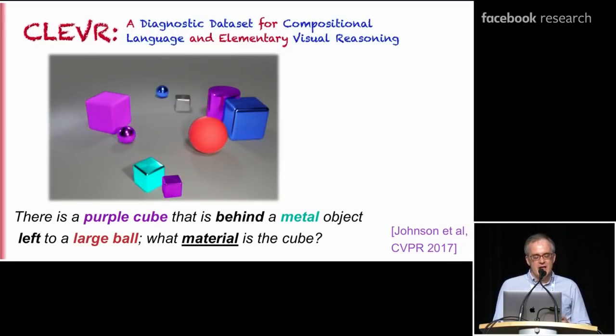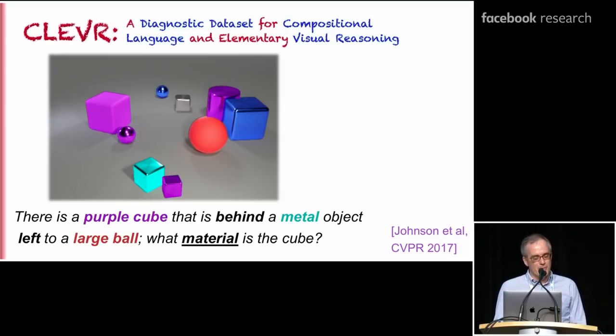Okay, so the task that I'm going to be looking at today as a concrete task is this CLEVR dataset. It's an artificial visual question answering dataset that was made by Justin Johnson while he was interning at Facebook AI Research. So here's an example of an image and a question. There is a purple cube that's behind a metal object left to a large ball. What material is the cube? So these are complex compositional questions which are custom designed to be good places to see whether you can understand and reason.